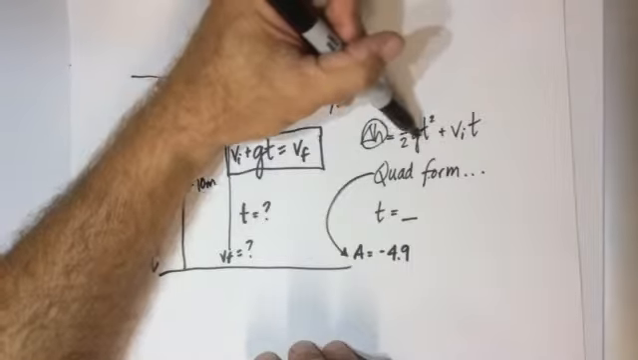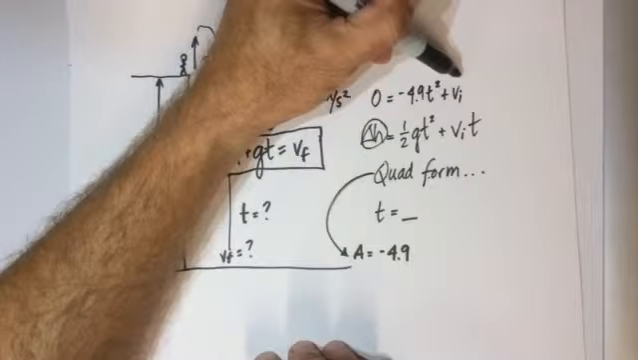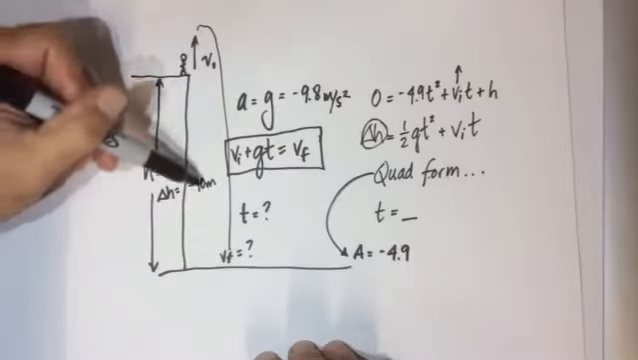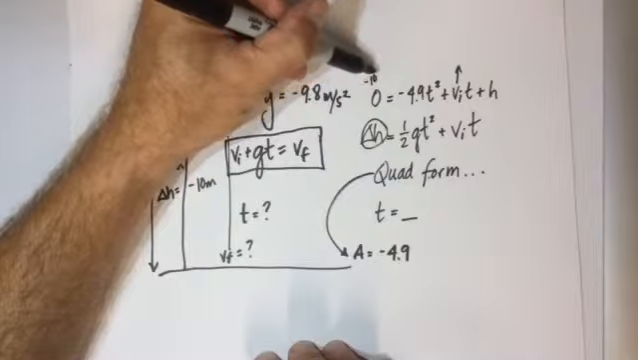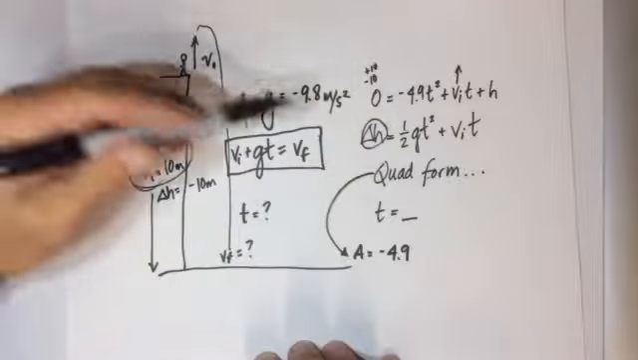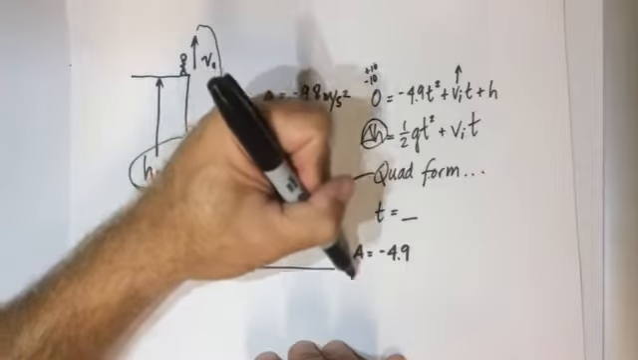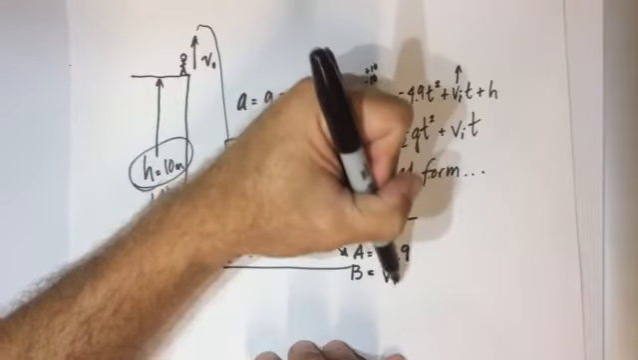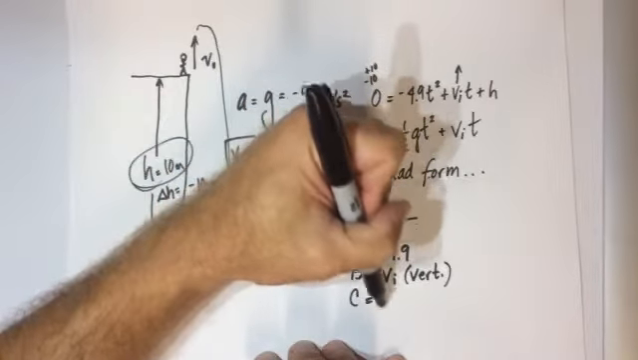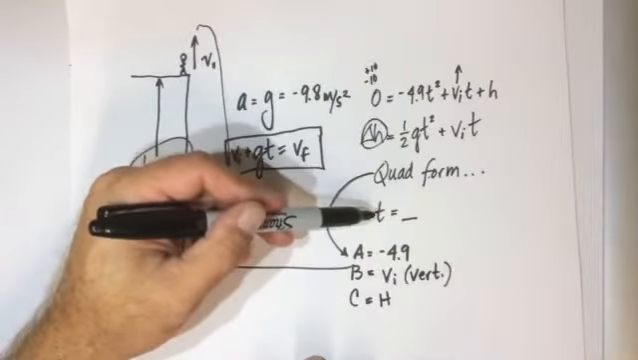0 equals half of g, which is negative 4.9 t squared, plus v initial, remember vertical, v initial t, plus height, right? Because if the change in height is negative 10, and then we add 10, then we're just adding the height. So the quadratic formula gives me a is negative 4.9, as always. B is the initial vertical velocity, and C is the height. So we should be able to use this setup to solve for t.